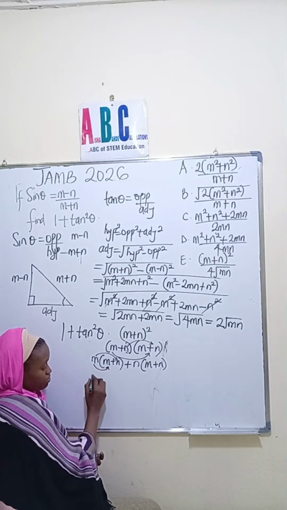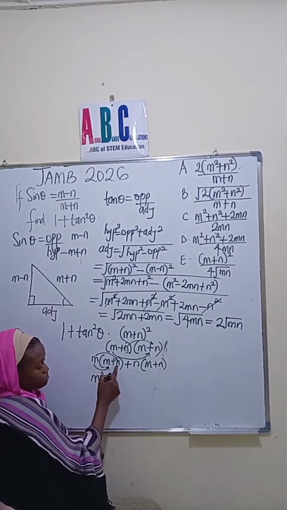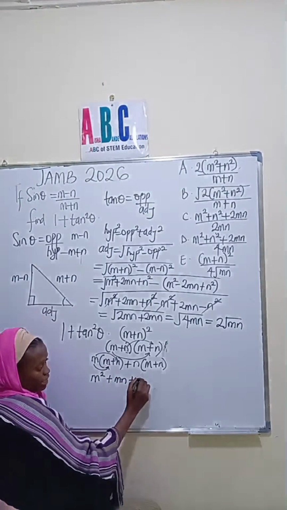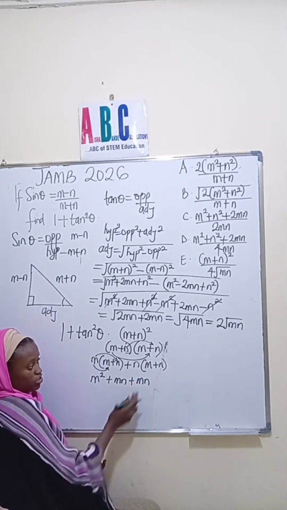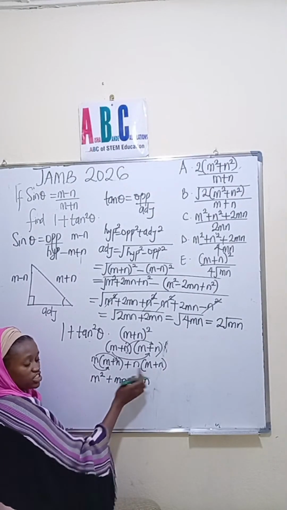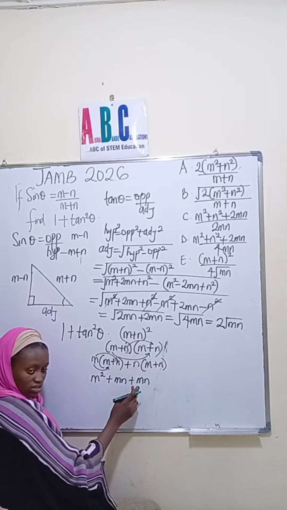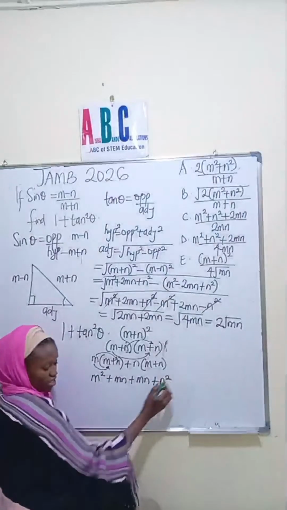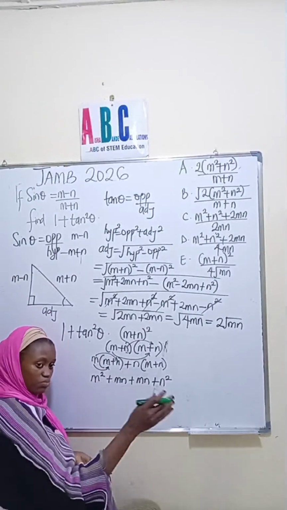M times m is m squared, plus m times n is mn, plus n times m is another mn. This is nm, but you have to arrange it alphabetically. That's why it is mn. Then plus n times n is n squared. That is n times n is n to the power of 2.